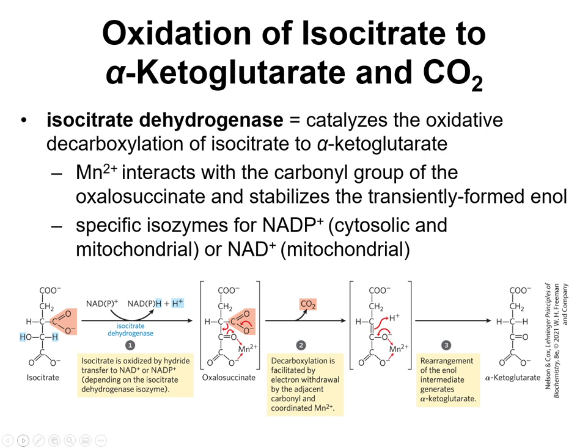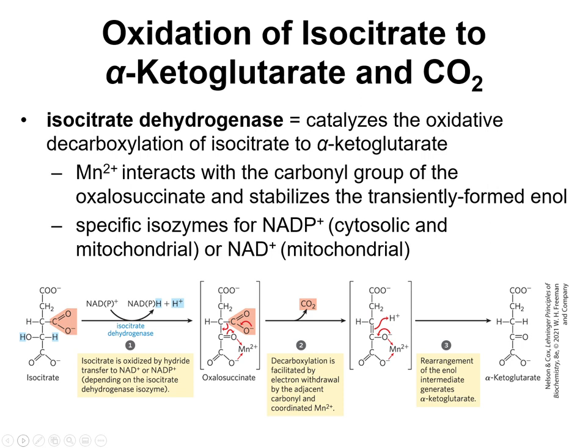There are specific isozymes of isocitrate dehydrogenase. Some will use NADP and some will use NAD. And the only reason is because you need to generate both NADH and NADPH. The NADPH is used in anabolic processes, so you're building up amino acids and fatty acids and stuff like that. And then NADH is used in other pathways.